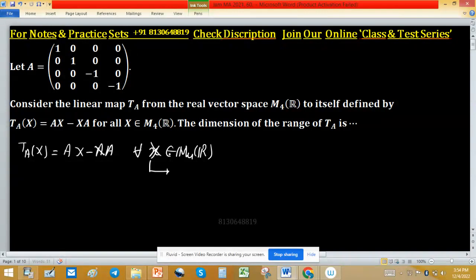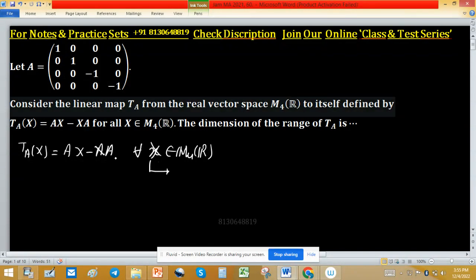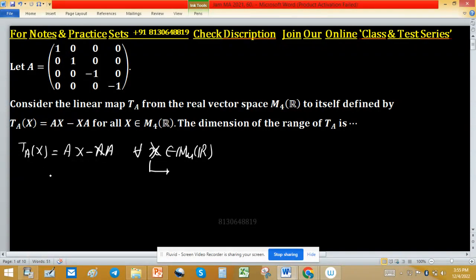Sometimes finding the dimension, meaning the rank, of this linear transformation may be tedious, but the nullity is obvious. If we can find the nullity and apply the rank-nullity theorem, then we can easily find the rank. So let us try to find the nullity of this linear transformation. Nullity means the dimension of the null space, the number of linearly independent and spanning elements. For this, we consider T_A(X) = 0, because all those X which belong to the null space satisfy this property.